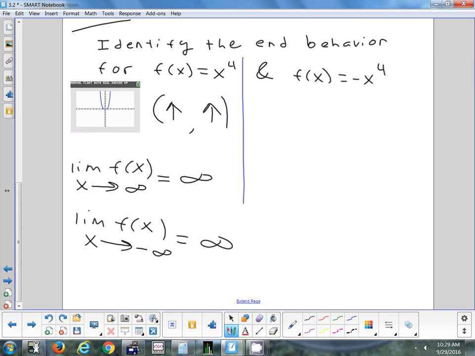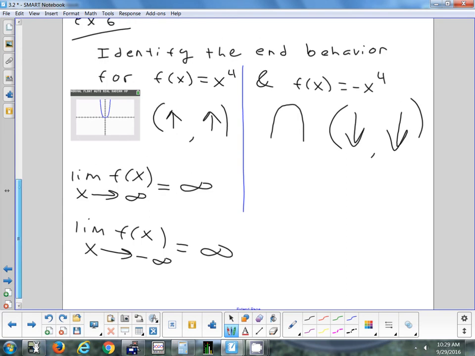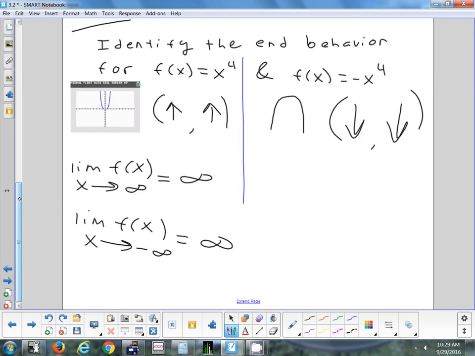If you graph negative x to the 4th, it's basically just going to look like this. It just flips it. So what would be the notation for this one? Yep. Down and down. So this time, both limits would approach negative infinity, negative infinity. Just make sure you're comfortable with either the limit notation or the arrow notation. You might see both. Any questions on that?